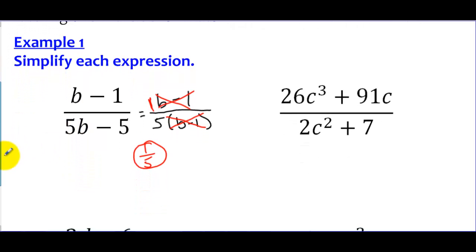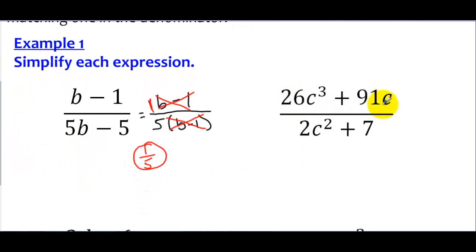Okay? So here's your second problem. Okay? Again, we're going to try to factor this numerator. I'm going to say, well, let's see. 26 has a 13 in it, and if I check 91, that also has a 13 in it. So let me factor those out. So I'm going to say 13. Oh, wait, I see a C as well. This has 3 C's. This has 1. So I can take out 1 C. Okay? And then I'm going to see what's left over.